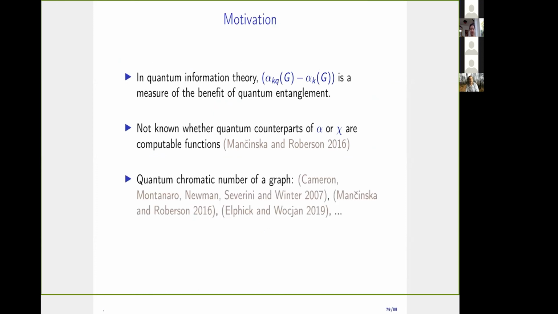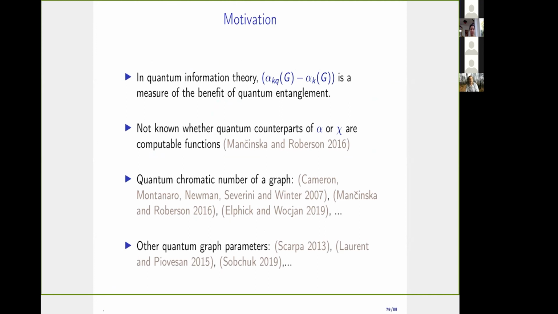And also there has been quite a lot of literature on quantum graph parameters. So I just mentioned some papers I saw around here. And I think one of the first was the quantum chromatic number of a graph, with this set of authors, Cameron, Montanaro, Newman, Severini, and Winter. But there have been many people also looking at other quantum graph parameters and trying to find relationships with classical parameters, big separation theorems and stuff like that.